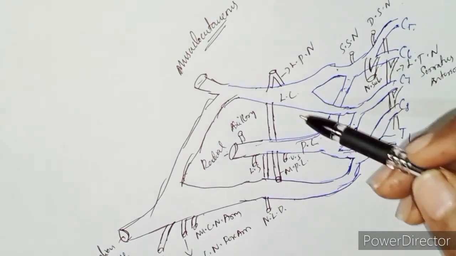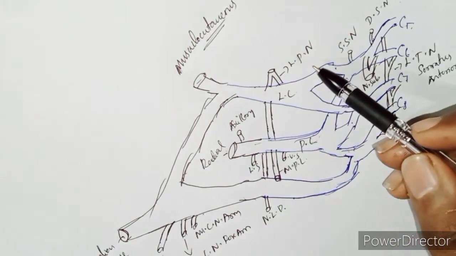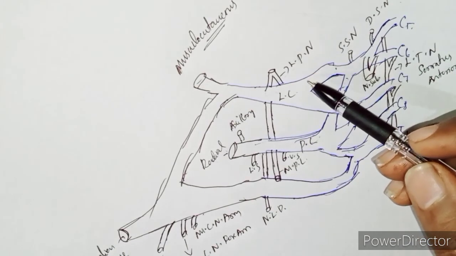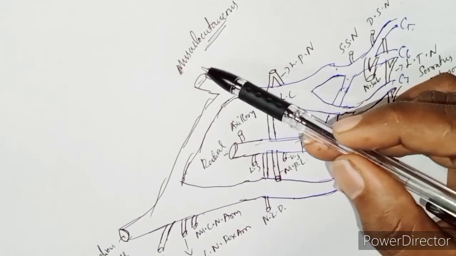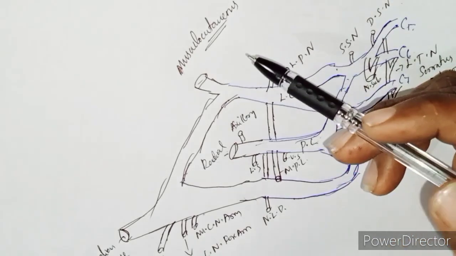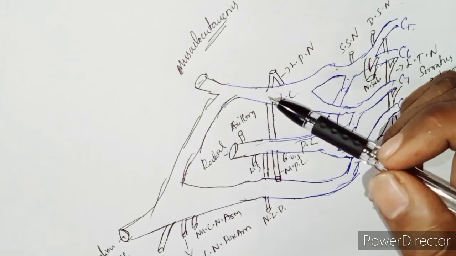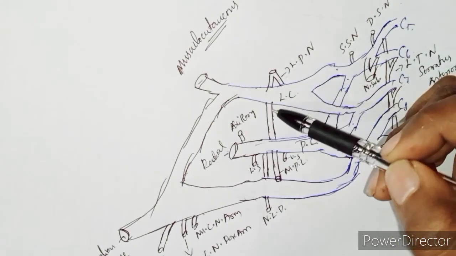And then in the lateral cord we have 3 branches. This is called the lateral pectoral nerve. This lateral pectoral nerve is going to supply the pectoralis major. And then we have the musculocutaneous nerve over here. The musculocutaneous nerve's sensory branches are going to supply the lateral side of the forearm, and the motor branches are going to supply the biceps brachii, brachialis and coracobrachialis. And this is the lateral root of the median nerve.